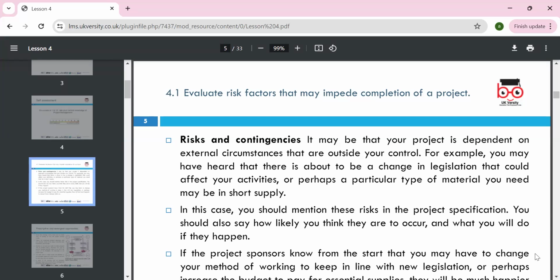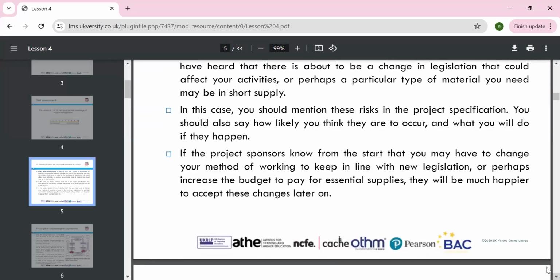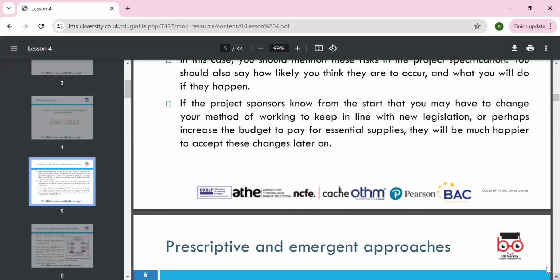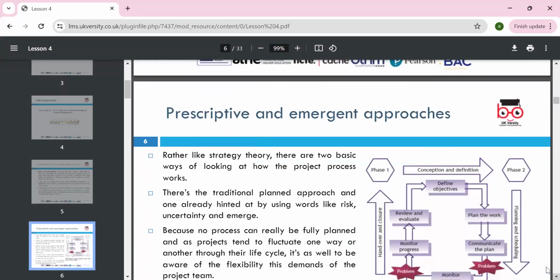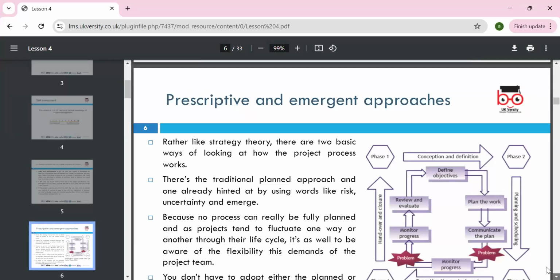You should mention these risks in the project specification, and also say how likely you think they are to occur and what you will do if they happen. The project sponsor should know from the start that you may have to change your method of working, keep in line with new legislation, and increase the budget to pay for essential supply. We can look later at the different prescriptive and emergent approaches to project management.